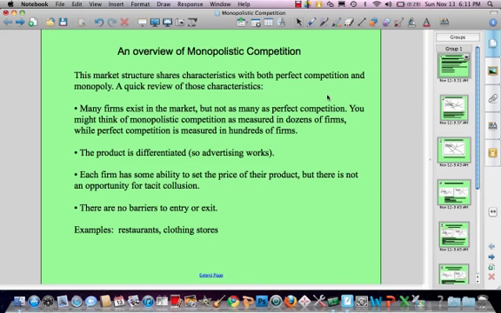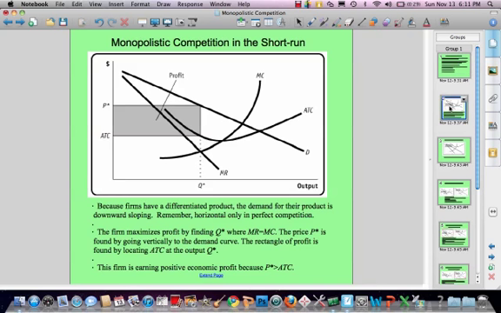Advertising also works in that effort to differentiate products. While they can have some ability to set the price of their product, they don't have an opportunity for tacit collusion. Also, there are no barriers to entry or exit, and the examples we used were restaurants and clothing stores. Let's take a look at what a monopolistic competitive industry looks like in the short run.